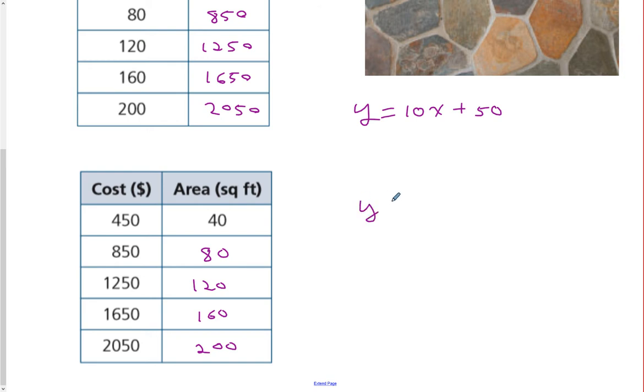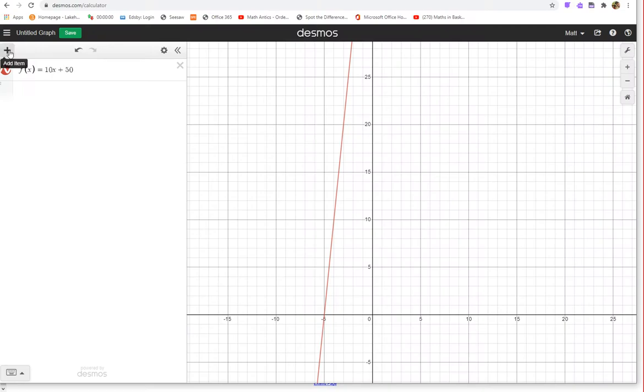The equation for this is going to be y equals x minus 50 over 10. That's going to be the equation for this line. So I actually want to put that on my Desmos graph. y equals x minus 50 divided by 10. So let's add a new expression. I'm going to call this one g of x so they don't get confused about which is which.